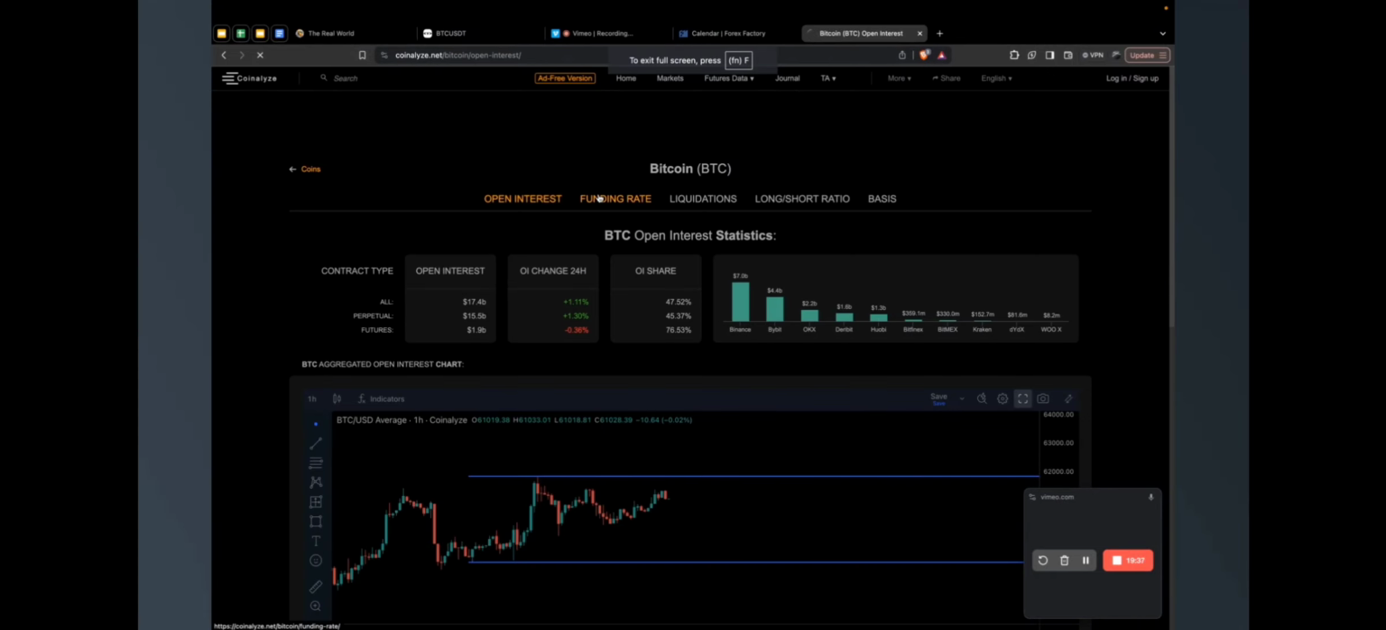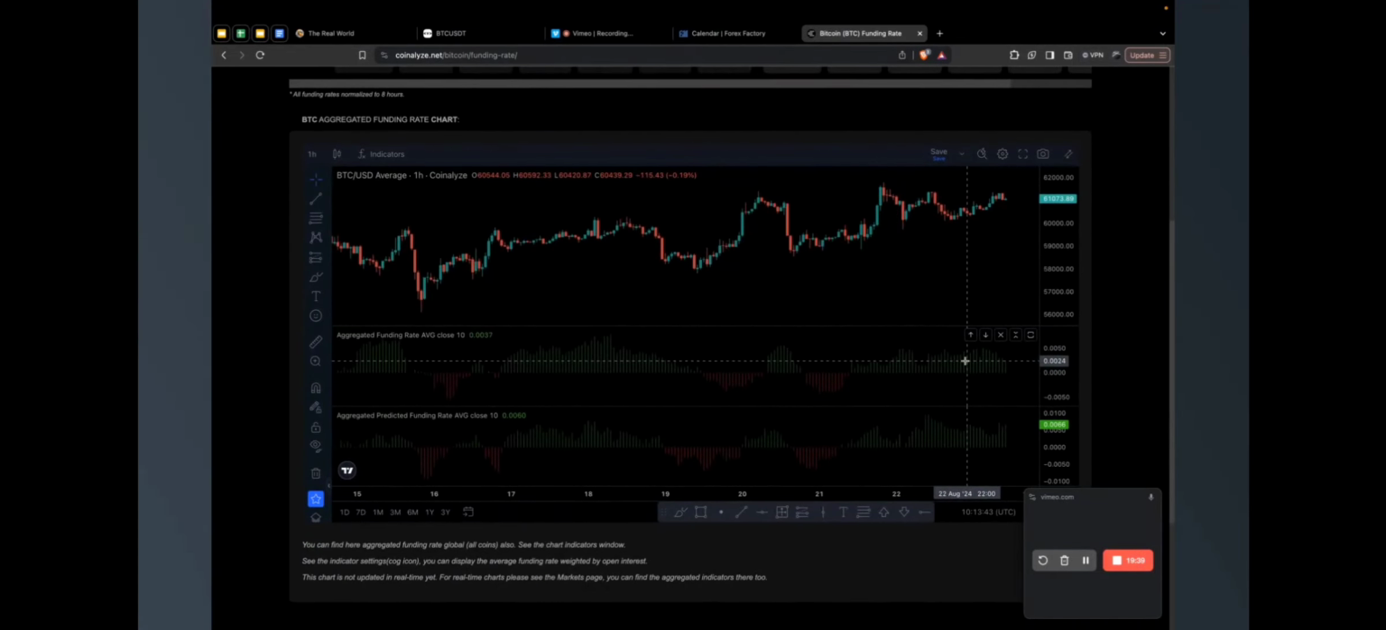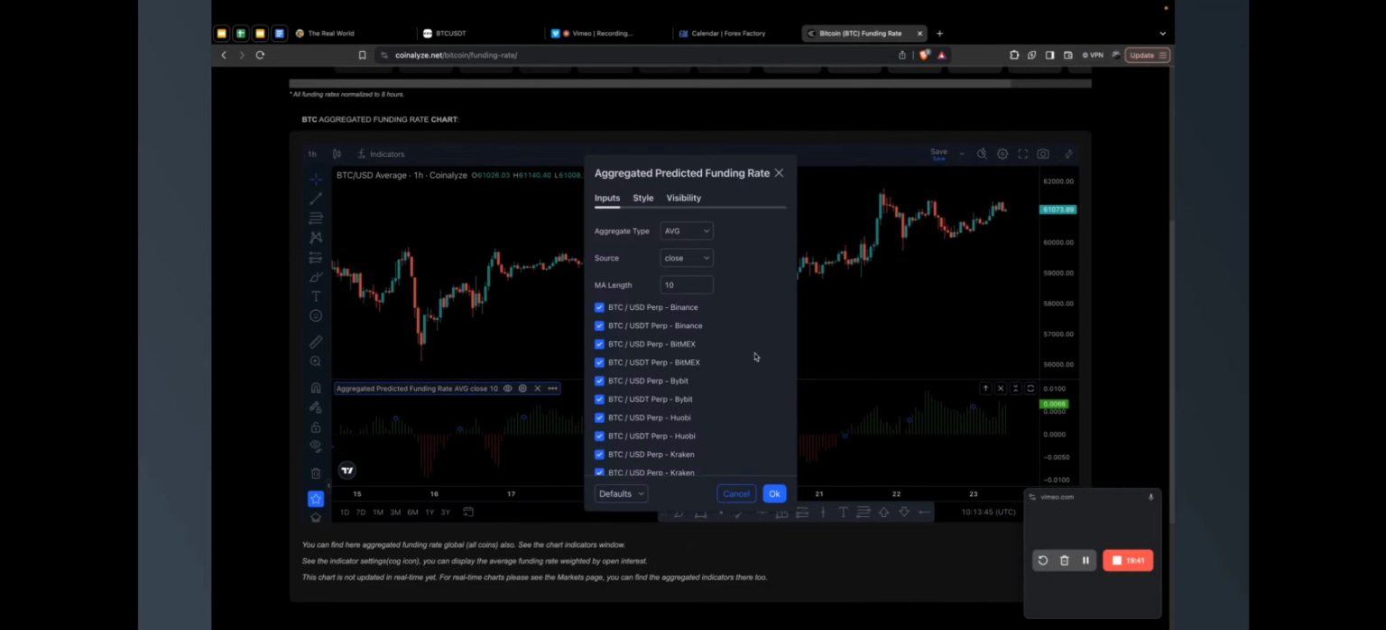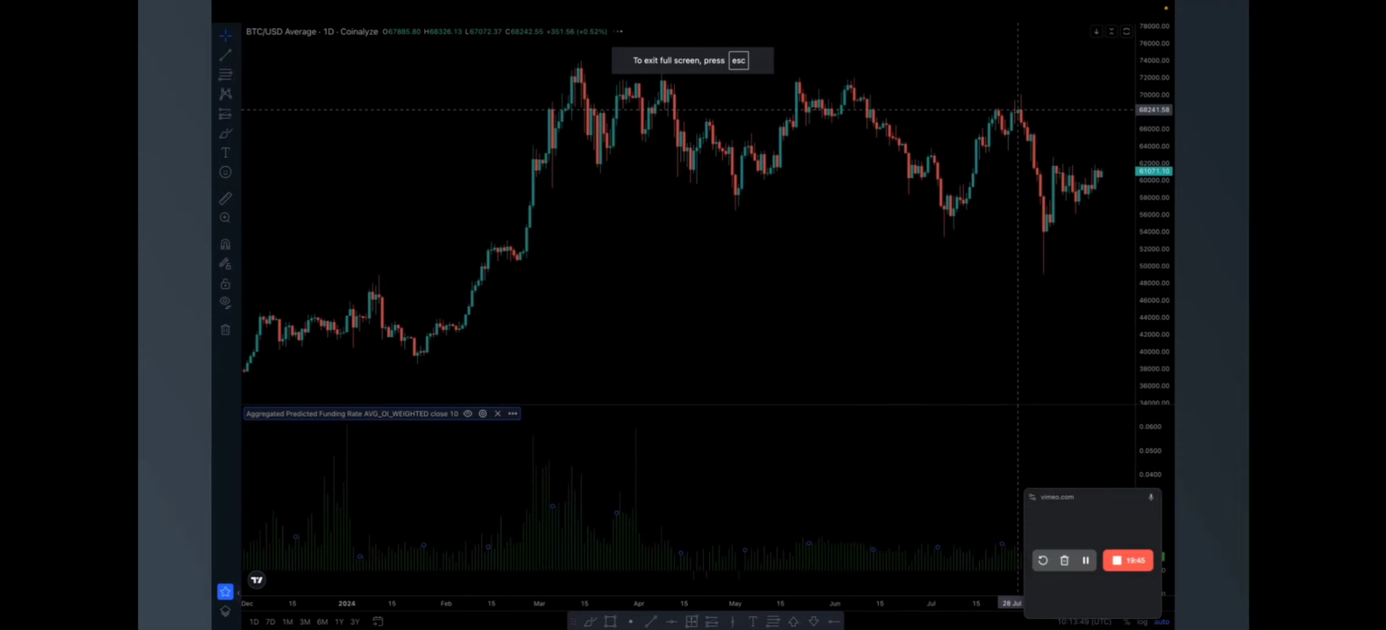We'll go and talk about funding here for a second, because this is another one. People are like, oh, the funding rate is going to flip negative and positive, and every time it goes negative, people are like, oh, short squeeze coming. It doesn't work like that.